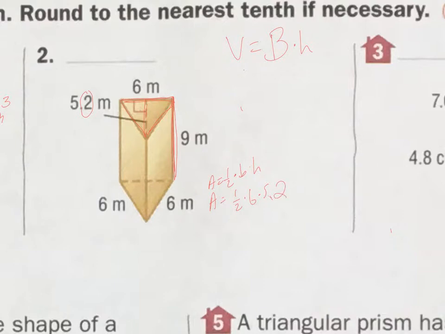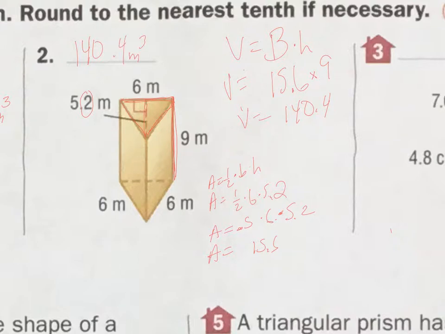Let's do area equals, I'm going to make 1/2 0.5 times 6 times 5.2. So 0.5 times 6 times 5.2 equals 15.6. That's the area. I was off a little bit. So 15.6 times the height, which is 9. That will give me my volume. So 15.6 times 9 equals 140.4. So my answer is 140.4. It's meters and it's cubed.